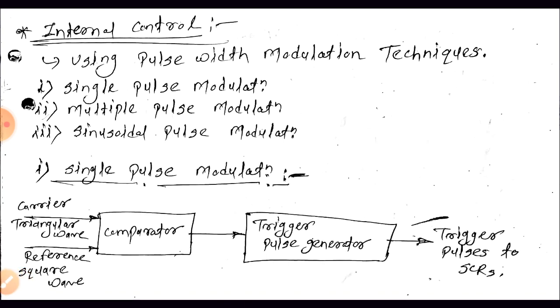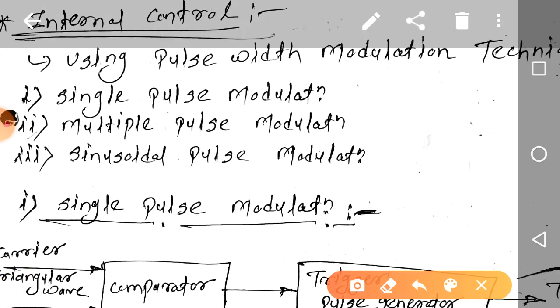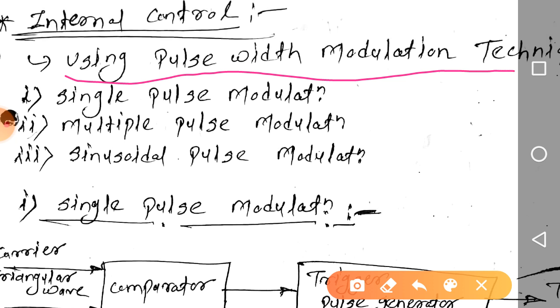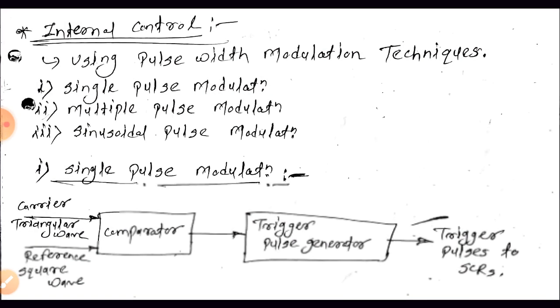Next is very important, that is the internal control method, right? What is the purpose? It is used for controlling the output voltage of the inverter. So internal control uses the pulse width modulation technique, that is the PWM technique, the most popular method. In the PWM technique we have three types: single pulse modulation, multiple pulse modulation, and sinusoidal pulse modulation. Today we are going to discuss them one by one in detail. Let us first discuss the single pulse modulation technique.